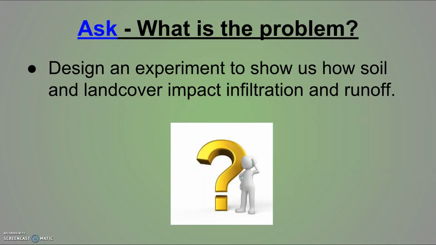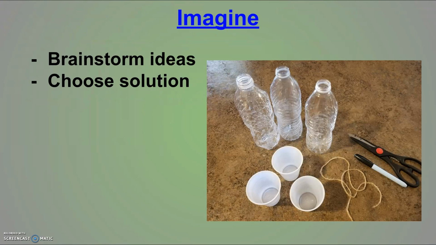And so to move into the experiment then with the design process, the first step is to identify what is the problem. And we had to design an experiment to show us how soil and land cover impact infiltration and runoff. And so the next step, imagine my son and I went on a little scavenger hunt around the house, to see if we could come up with some supplies and determine how we could proceed with this experiment.